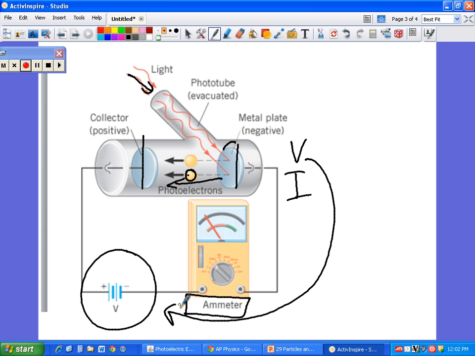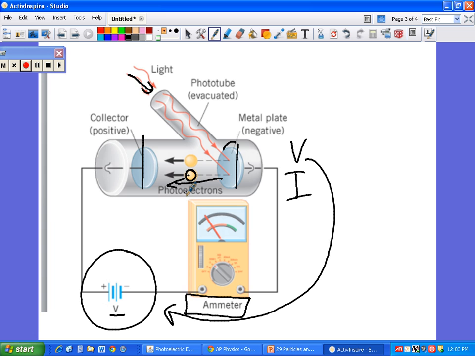Now this is similar to, but not exactly the way solar cells work. There's a lot more involved with a solar cell than just straight photoelectric effect, but it is the precursor to solar cell technology where it's charging a battery. Now this setup here, you're going to be changing this voltage to find something related to the photon.